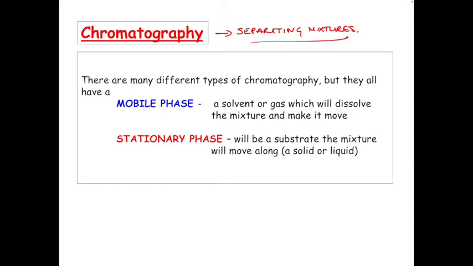So in paper chromatography, which you're going to see today, it uses a sheet of paper which is placed into some water. The water will move through the paper, and it moves the mixture through the paper. So the paper doesn't move on its own. That is the stationary phase. Those two words are quite important, so it's important to understand the difference between those two.